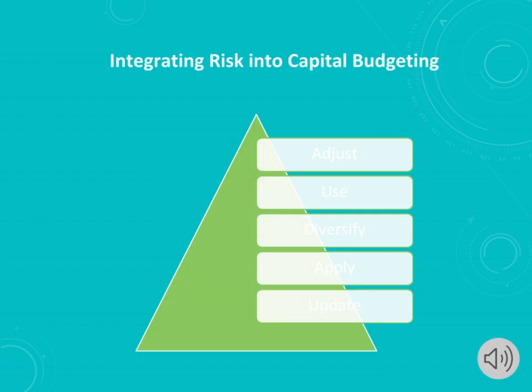Once we identify and understand risks, how do we use that information to make smarter decisions? Here are a few strategies. We can adjust the discount rate by adding a risk premium, especially for high-risk projects. Use risk-adjusted hurdle rates to set a higher bar for riskier investments. Diversify the investment portfolio to spread out the risk. Consider real options analysis, which gives us flexibility in decision-making, like the ability to delay or expand a project. And most importantly, update your assumptions as new data comes in.